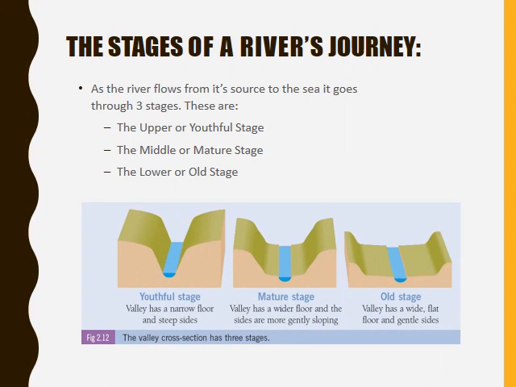The stages of the river's journey. As the river flows from its source to the sea, it goes through three stages. These are the upper or youthful stage, the middle or mature stage, and the lower or old age stage. Youthful stage: the valley has a narrow floor and steep sides. In the mature stage, the valley has a wider floor and the sides are more gently sloping. Old stage: the valley has a wide flat floor and gentle sides.